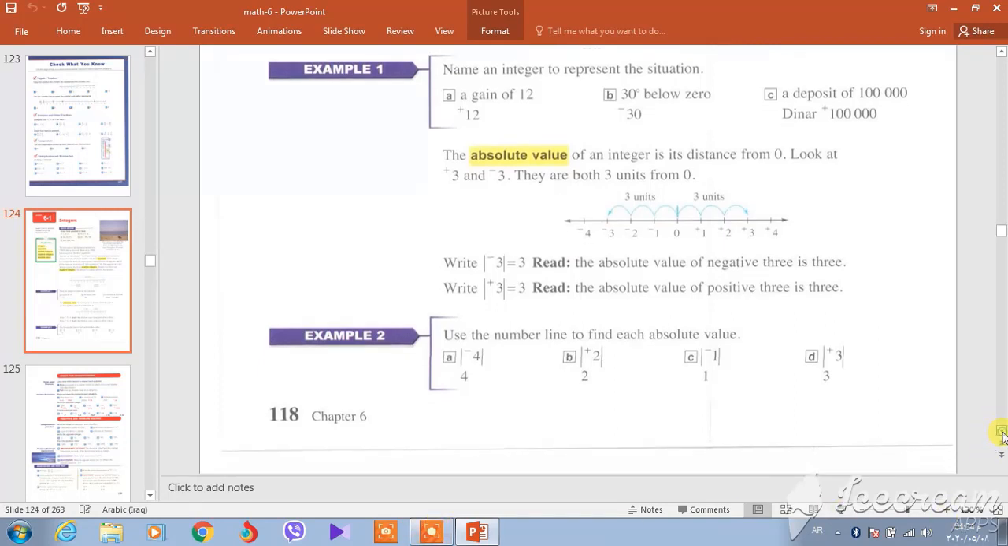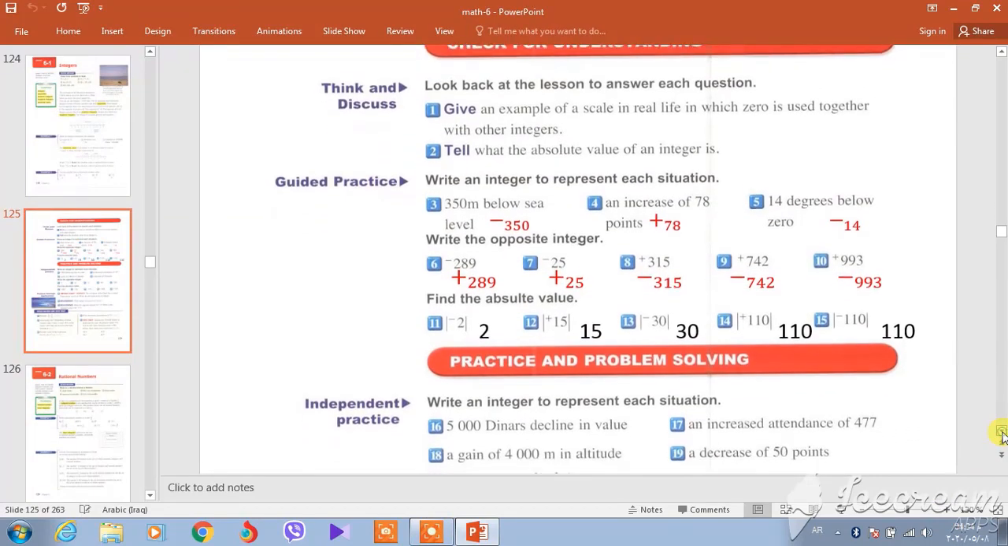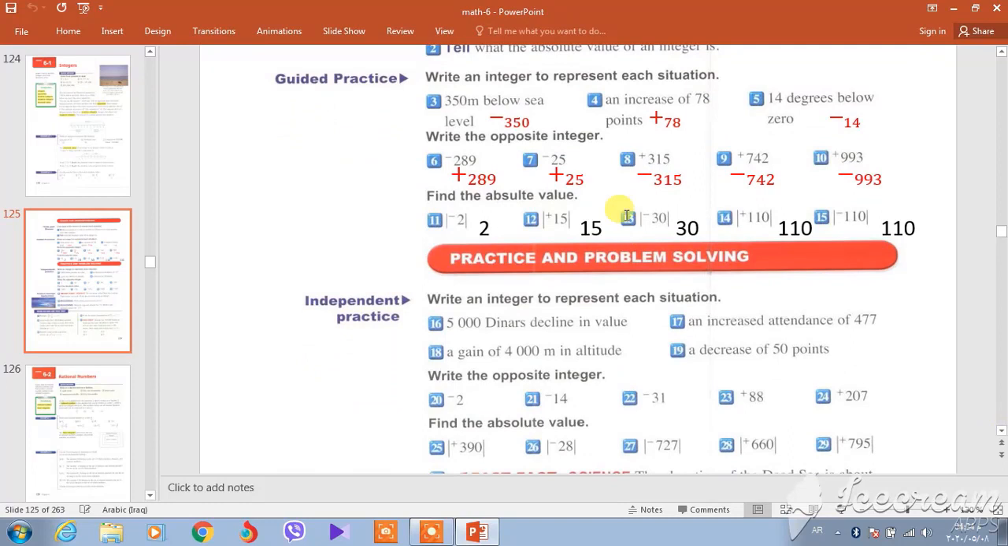Now we solve the practices. Practice 3: write an integer to represent each situation. 350 meters below sea level. Because it says below, we have negative 350. Practice 4 says an increase of 78 points; because it says increase, we have positive 78. In practice 5, 14 degrees below 0, because it says below, we have negative 14.